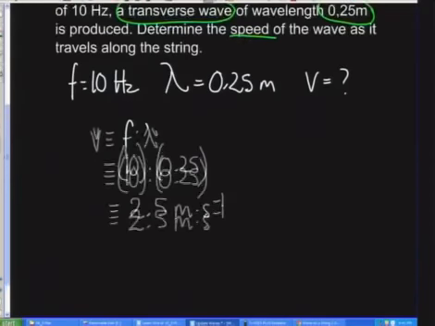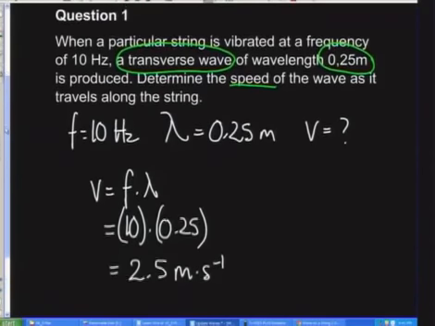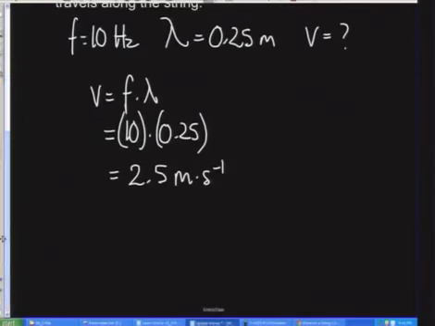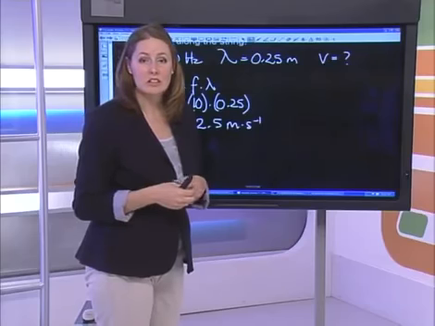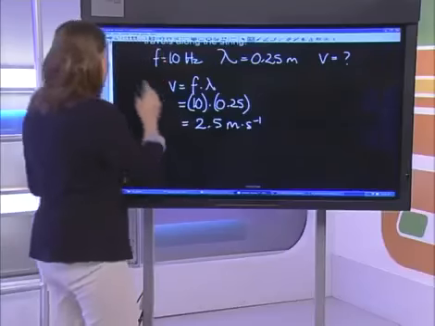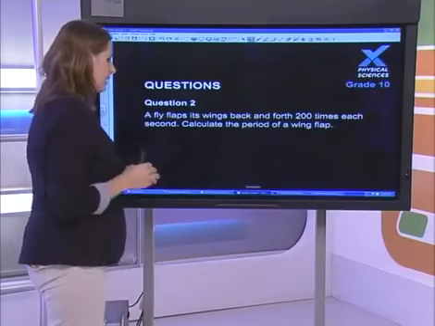And do we know a direction for this? We don't, so in the positive direction, if you were required to give a direction. Let's move across to the next one.